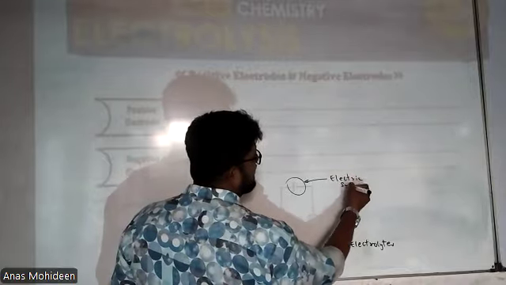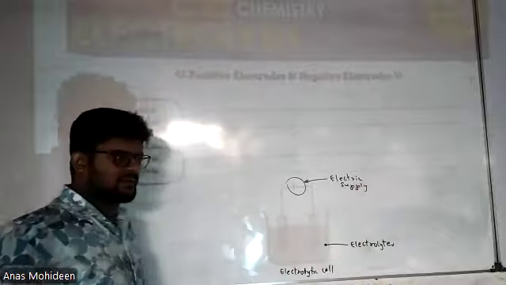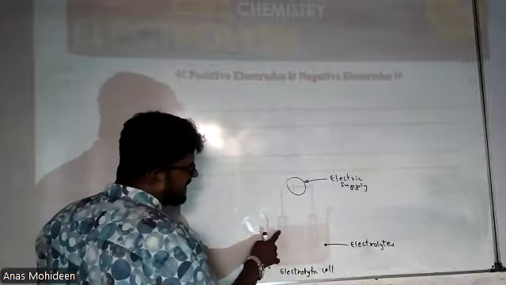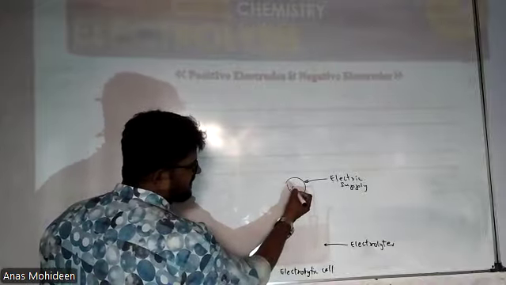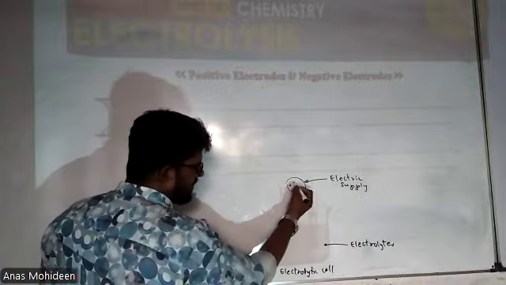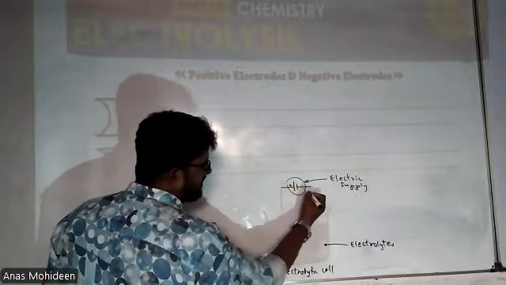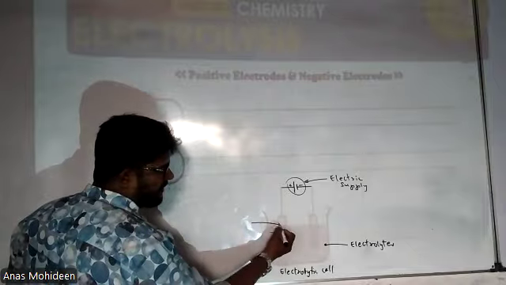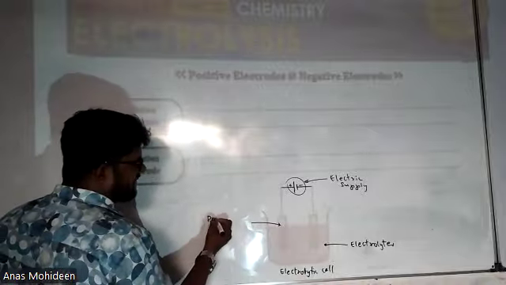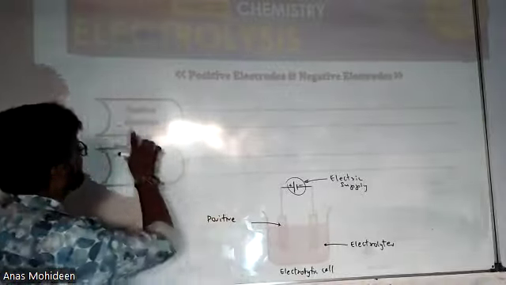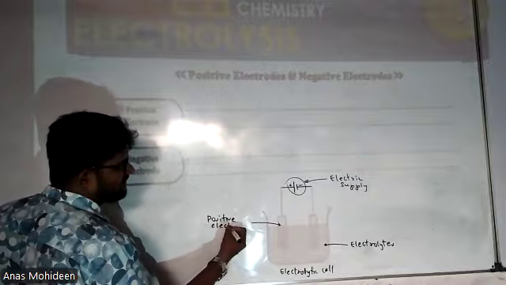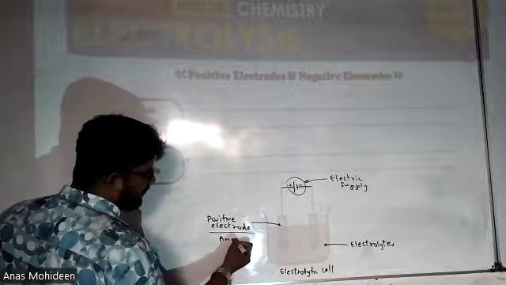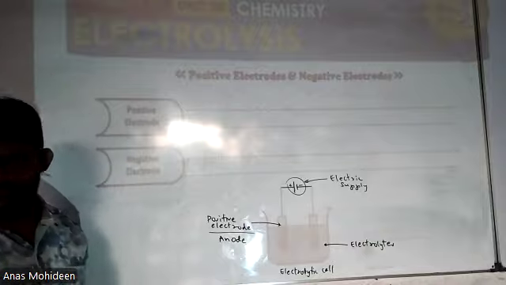And this is the external electric supply, the power supply. There are two graphite rods. One is connected to the positive terminal. Can you see? This is the long terminal, and this is the short terminal. The electrode connected to the positive terminal is called the positive electrode. Another word we give is anode.